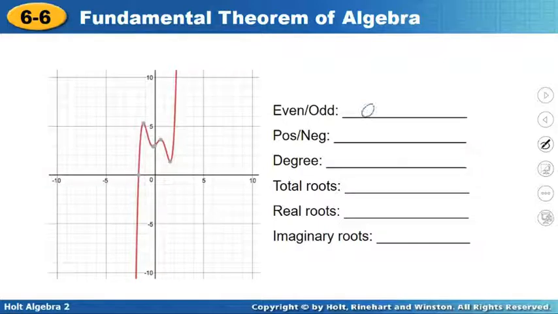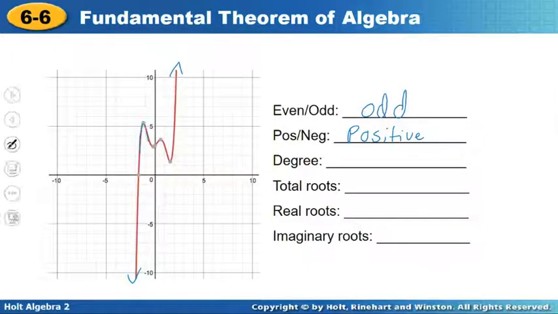This is an odd function. Right? It's going down on one side and up on the other. It's a positive function because it's going down on the left and up on the right, as opposed to the opposite way. Degree, let's count it. So this would be degree of 2, degree of 3, degree of 4, degree of 5.